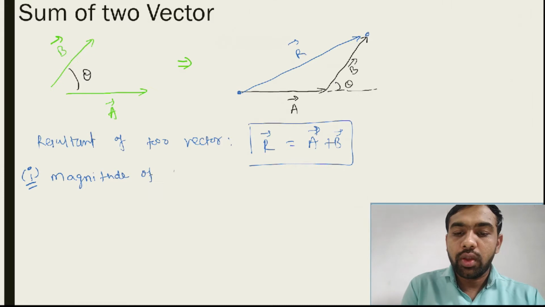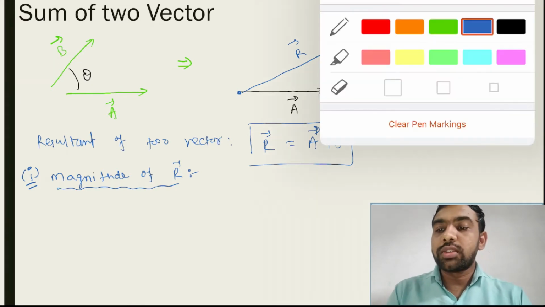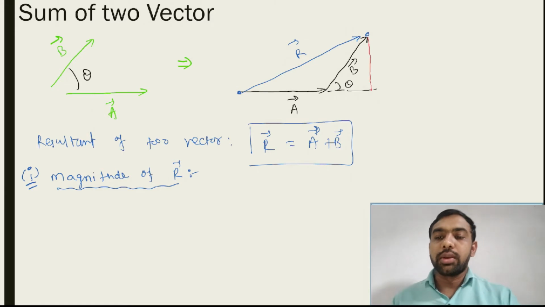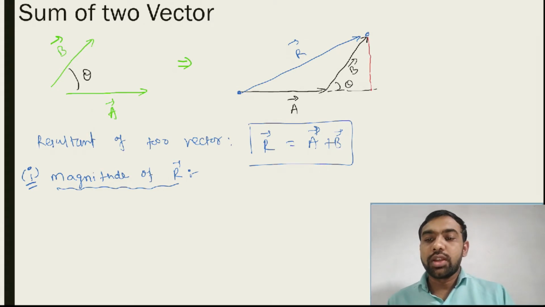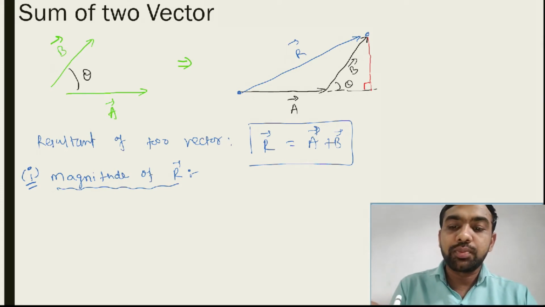Magnitude of R. That is the first case. Find the magnitude of R. So what we are doing, you just arrange this vector in this way. You just draw one straight line over here. So here, what is this? Perpendicular. You just give some names to this one.